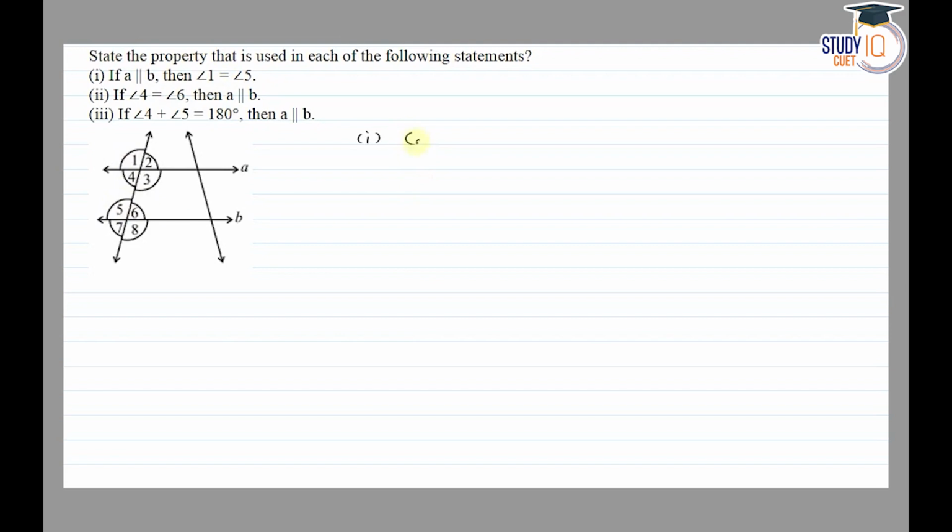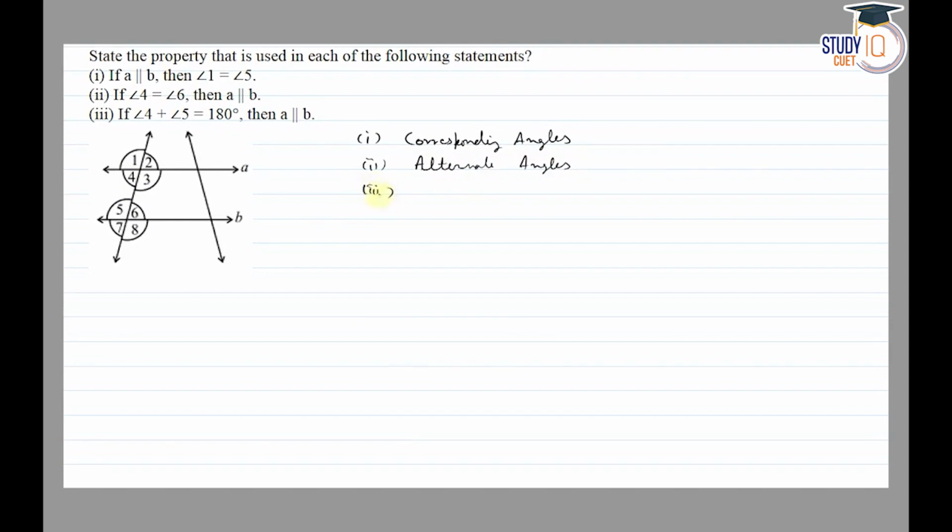So here we have corresponding angles. So corresponding angle property हो जाएगी. Then in second, if angle 4 equal to angle 6, then A parallel to B. Angle 4 equal to angle 6 हो जाएगा alternate angles.